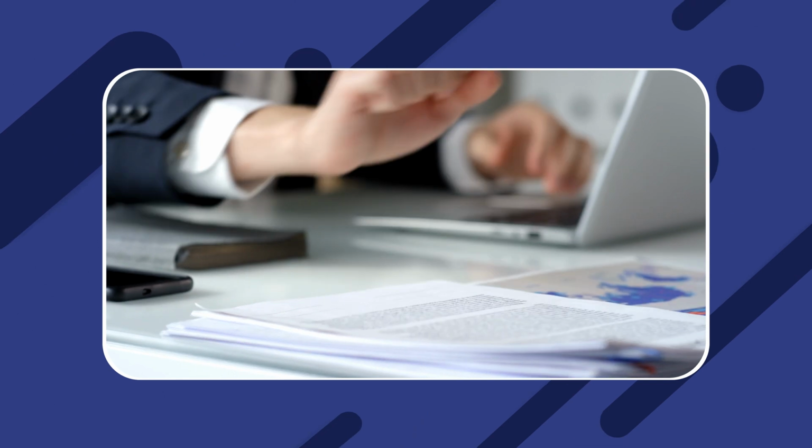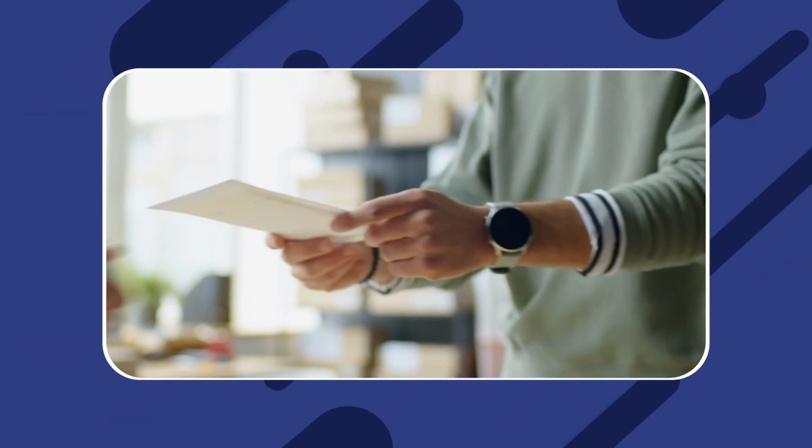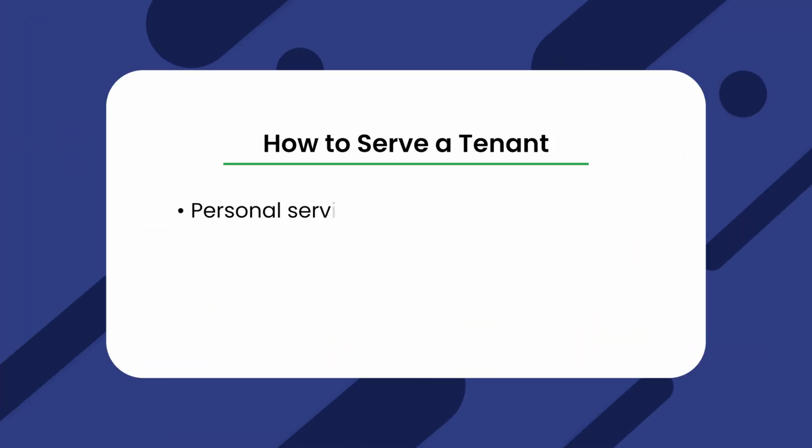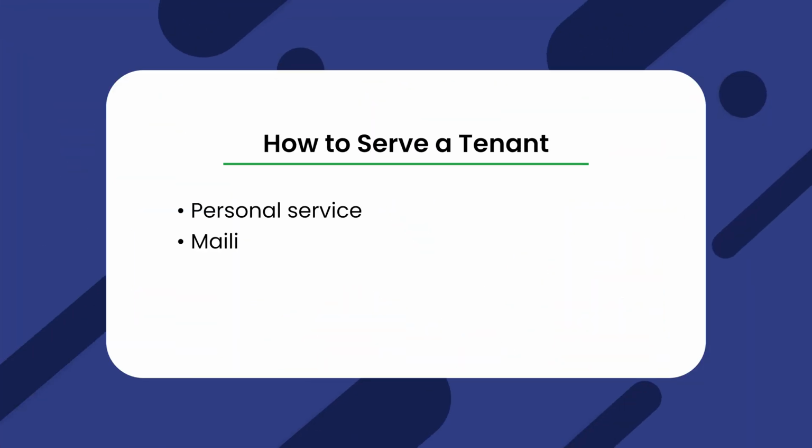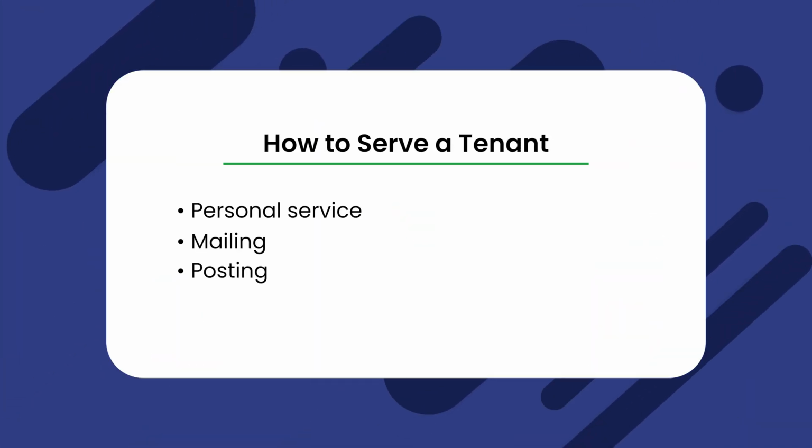An official appointed by the court delivers the summons for the hearing and the complaint to the tenant. The court's clerk or the professional process server is usually assigned this task. There are several methods available. Personal service: the professional process server delivers the summons and the complaint to the tenant personally. Mailing: the clerk mails the documents via first class and certified mail. Posting: the professional process server posts the documents on the entrance to the tenant's rental property.